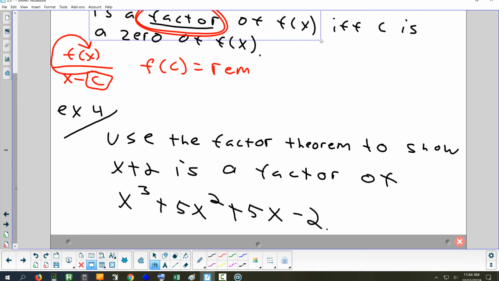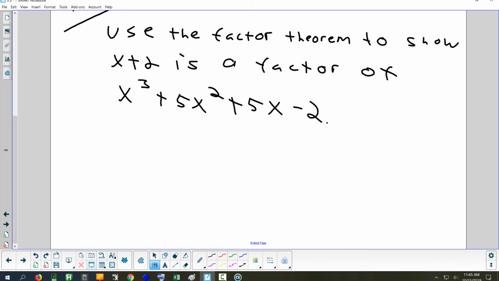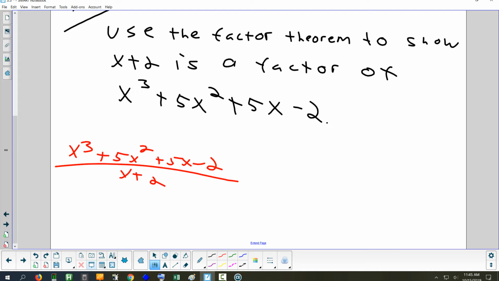So, they want us to use the factor theorem, which basically means find the remainder and make sure it comes out to 0, to prove that x plus 2 is a factor. Now, the long way to find out something is a factor, do the long division. Take this and divide by this. That'll work. You can do it. It's going to take a lot longer.